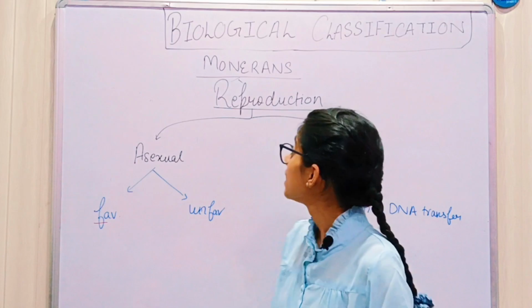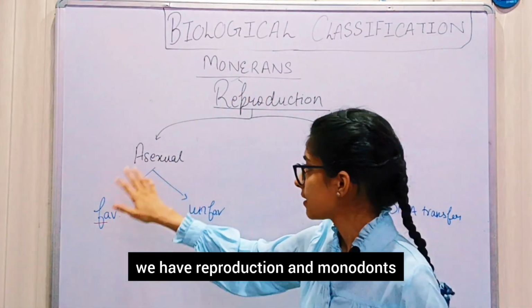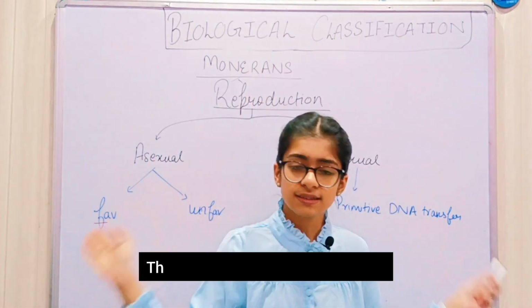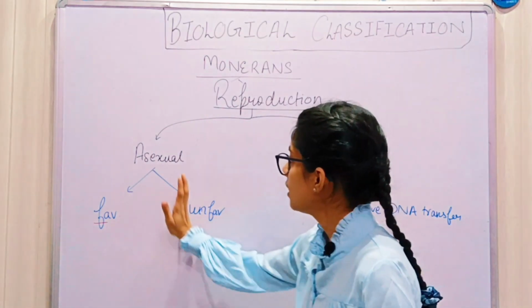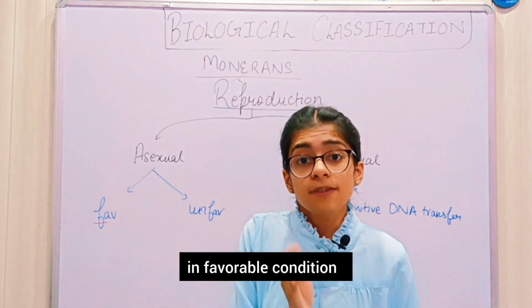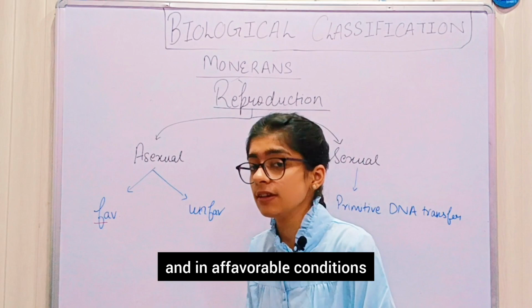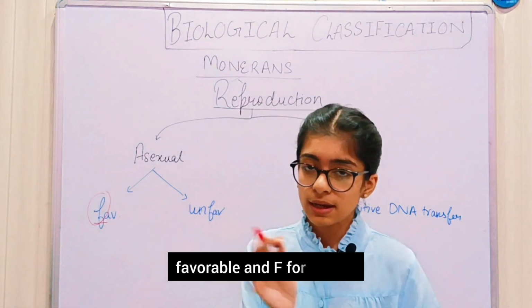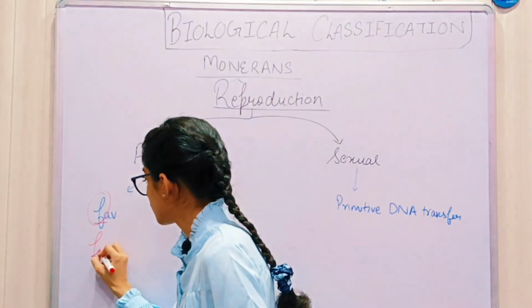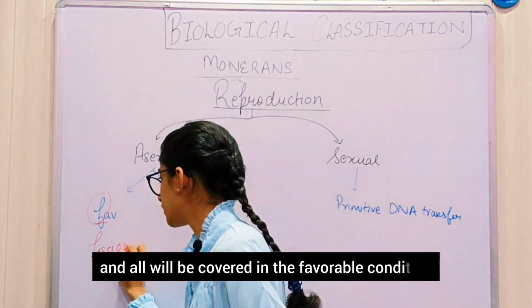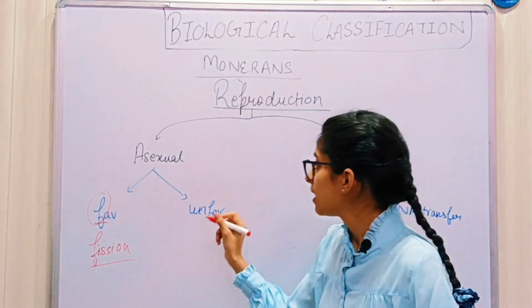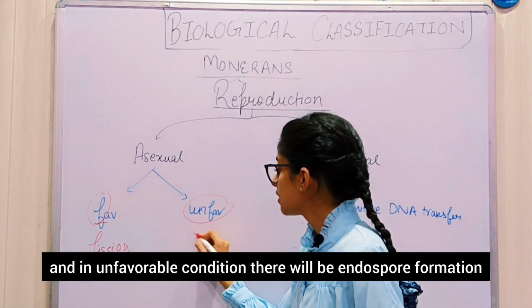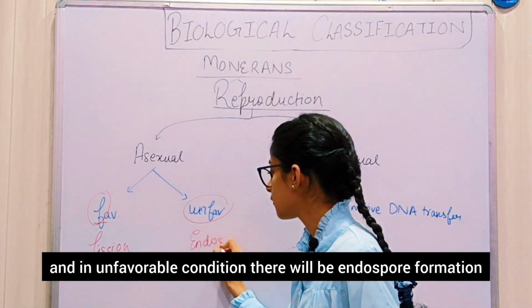So now we have reproduction in monerans. It can be asexual or sexual. These are the basic classifications. Now in asexual, there are favorable conditions and unfavorable conditions. So F for favorable and F for fission. Binary fission and all will be covered in the favorable condition. And in unfavorable condition, there will be endospore formation.